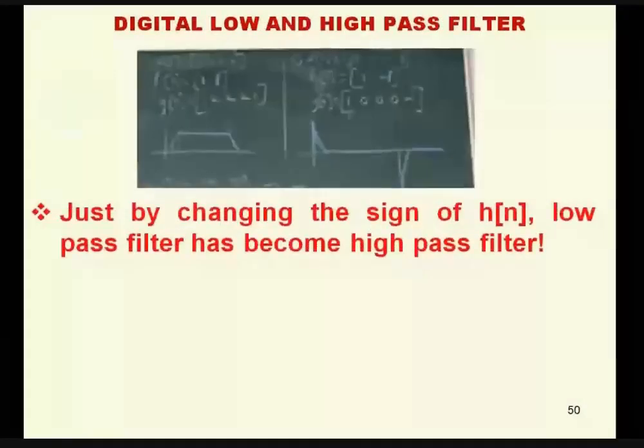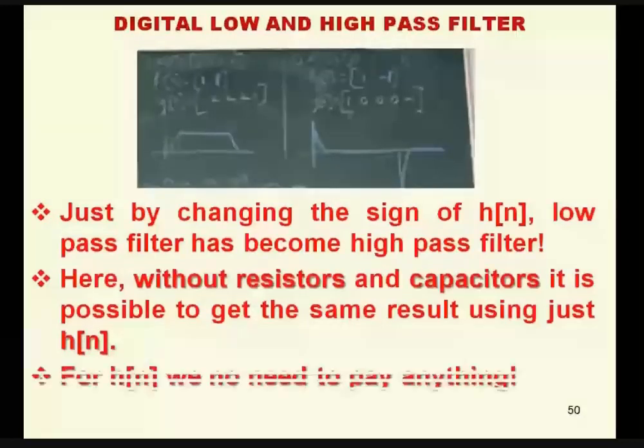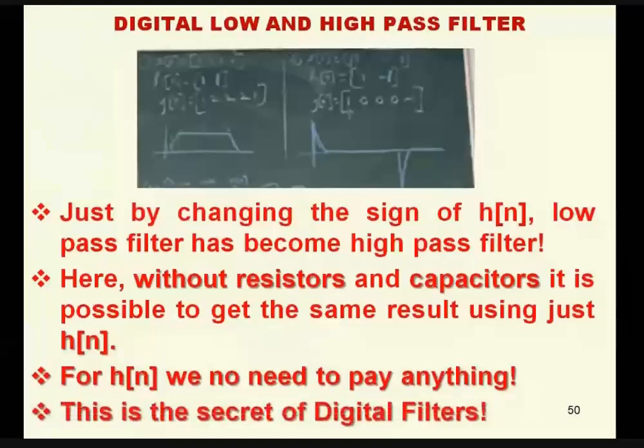Just by changing the sign of H of N, the low pass filter has become a high pass filter. Here, without resistors and capacitors, it is possible for us to get the same result using just H of N. For H of N, we don't need to pay anything. The secret of digital filters: just by changing the sign, low pass filter has become high pass filter. That is the magic. That's all for today.